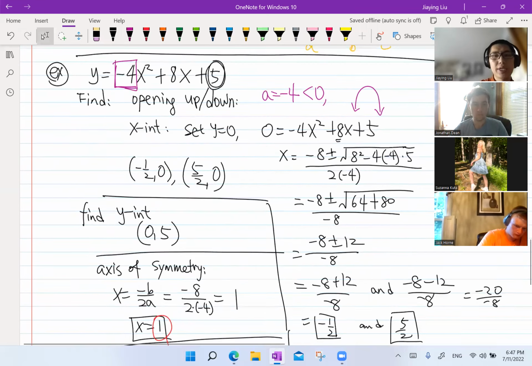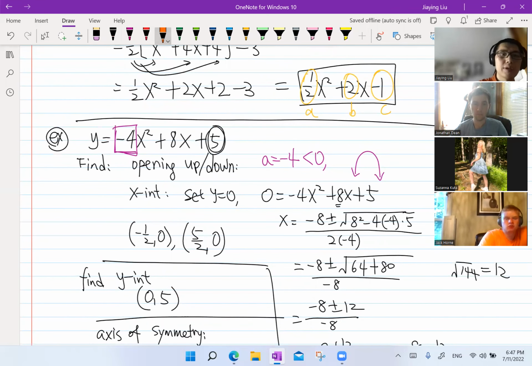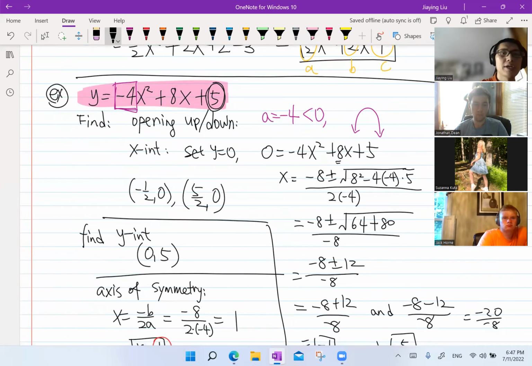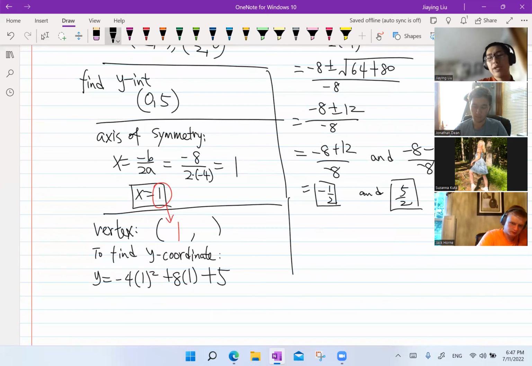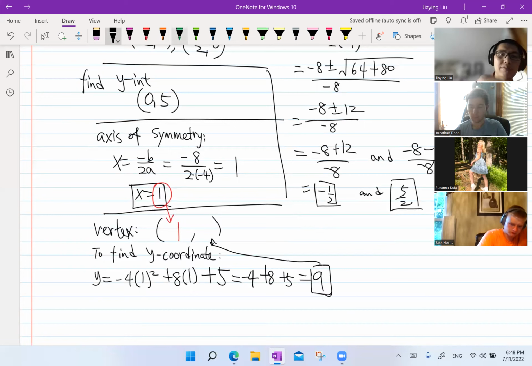Remember here, x equals 1, right? So we're going to take 1 and put it into this original quadratic function, negative 4x squared plus 8x plus 5. So that's going to be y equals negative 4 times 1 squared plus 8 times 1, and then plus 5, I believe. Let me double check, plus 5. So that's how we end up with the y coordinate, by plugging in the x coordinate. So we get negative 4 plus 8, that's a positive 4, plus 5, which is going to be 9. So this is my y coordinate of the vertex, which is 9. So there we have the vertex.